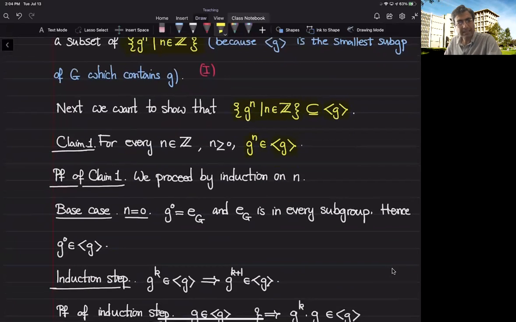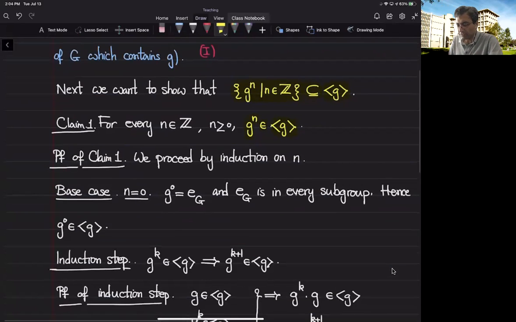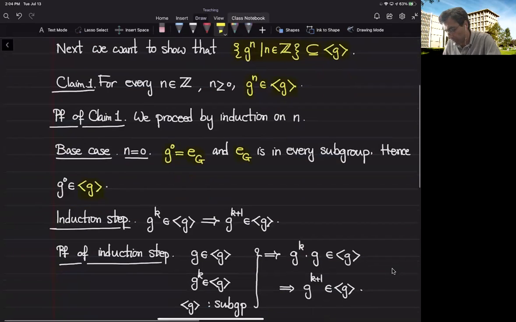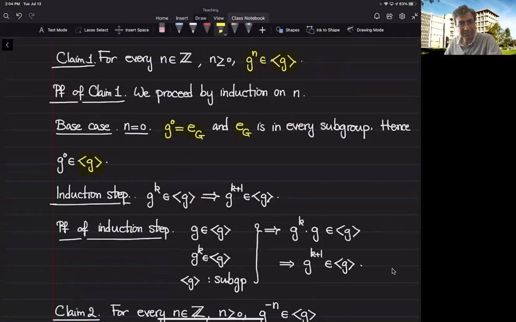In order to show this claim, we are going to proceed by induction on n. The base of induction is rather easy because g to the power 0 is the neutral element, and we have proved that the neutral element belongs to every subgroup. In particular, the neutral element belongs to the cyclic group generated by g. Okay, so that was the base of induction. Now I'm going to the induction step.